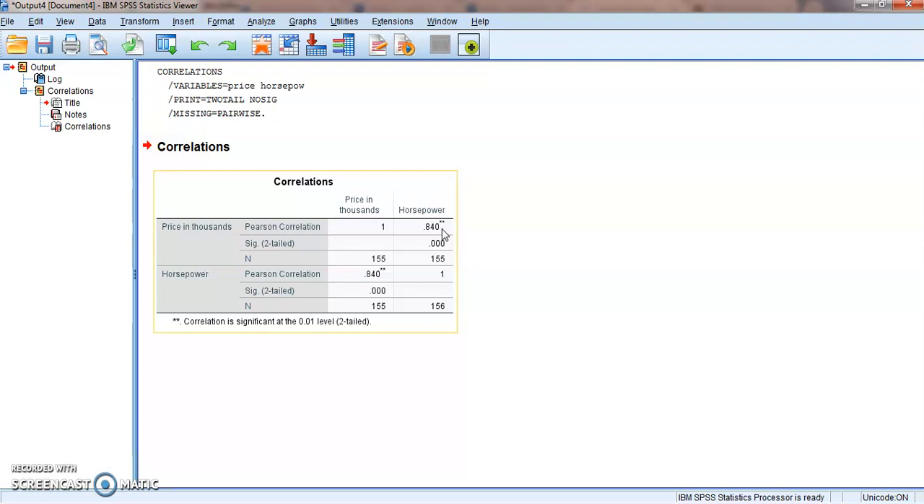Some general guidelines for R values: anything between 0.0 and 0.3 is going to be weak. 0.3 to 0.5 would be moderate. And anything greater than 0.5 is going to be strong. Okay? So there's your R value.